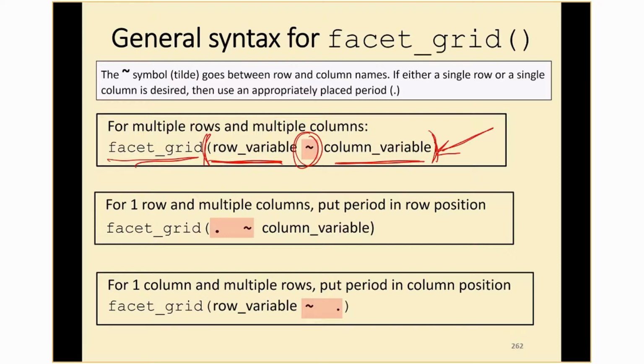It may be that you only want a single row, but multiple columns. There's facet grid, and if you only want a single row, in the row location, which is the first location, you specify a dot, and then you specify the variable you want in the columns. Alternatively, if you just want one column and multiple rows, there's facet grid with its open and closed parenthesis, the row variable you specify, and then in the position where the column variable should be, you have a period, again separated by a tilde.